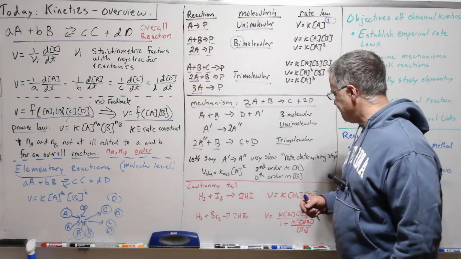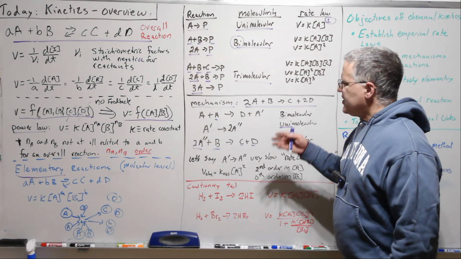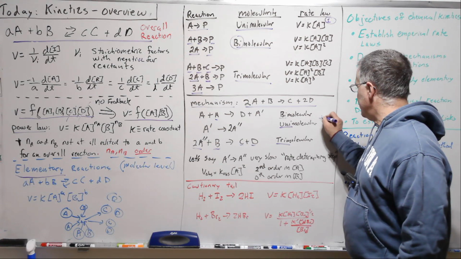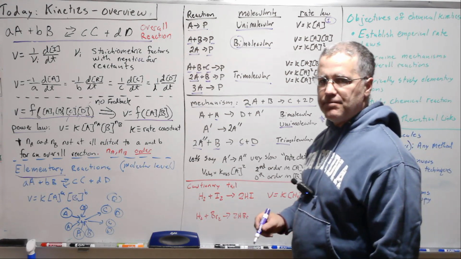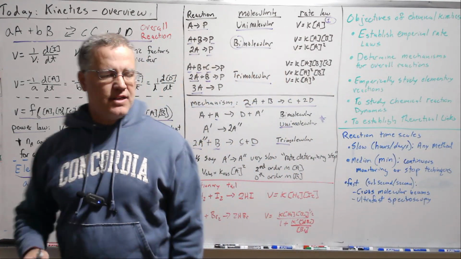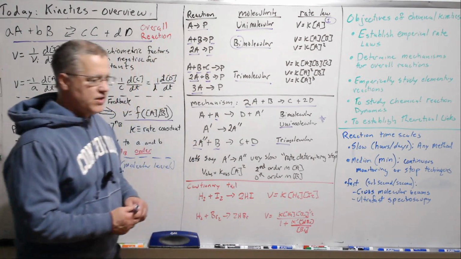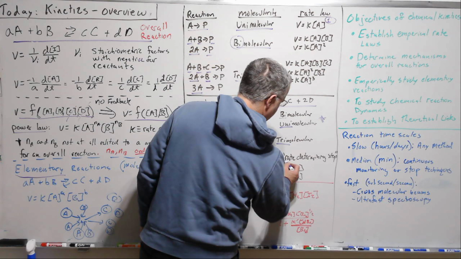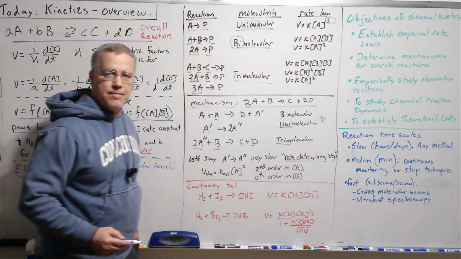Now let's just say for the sake of an example, that this is the slow step. So we'll say that this step here is the one that takes a very long time. Then this step is identified as what's called the rate determining step in this reaction.